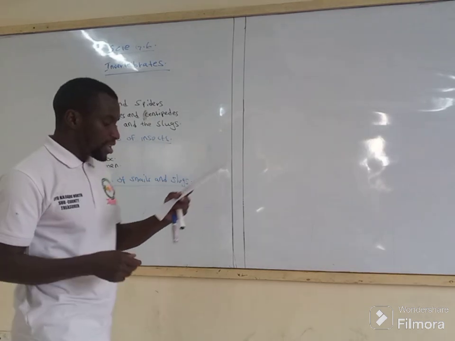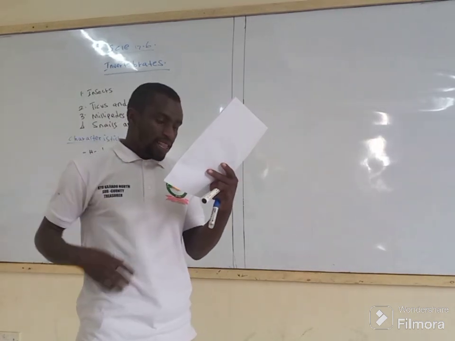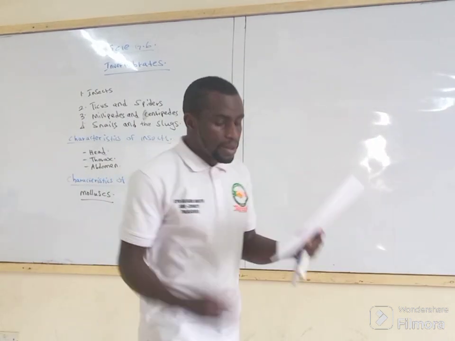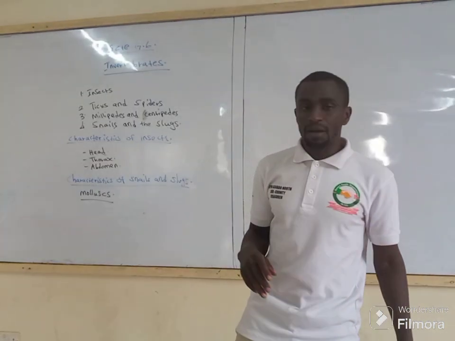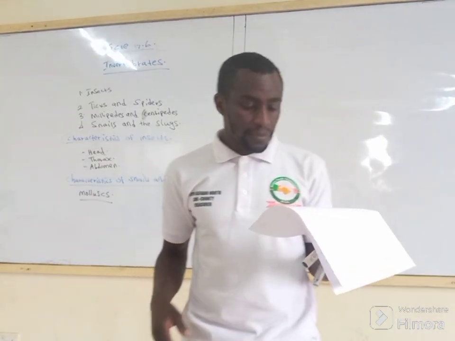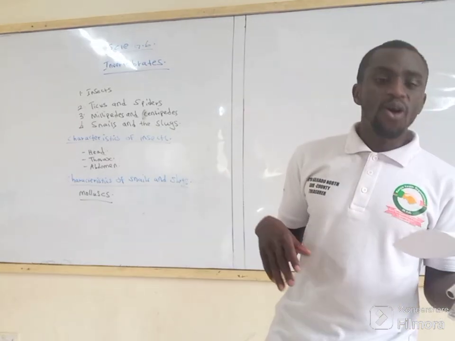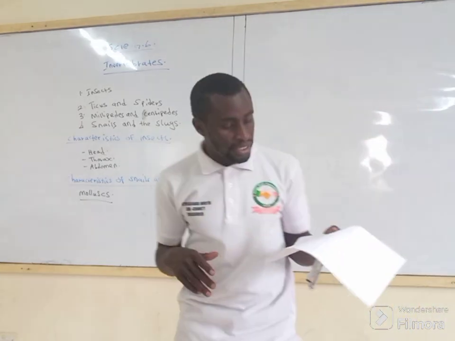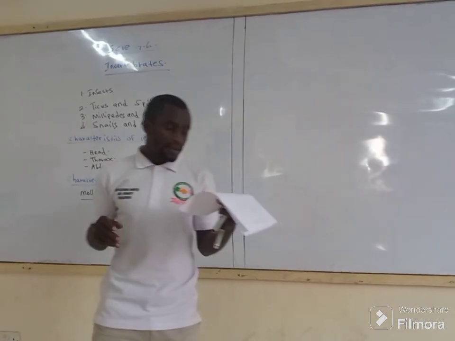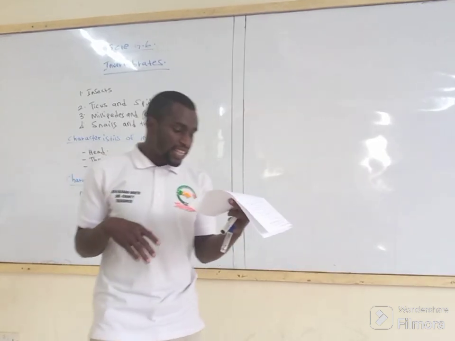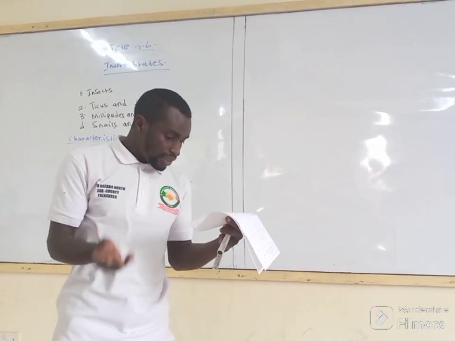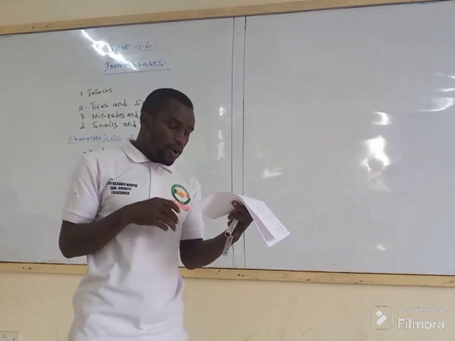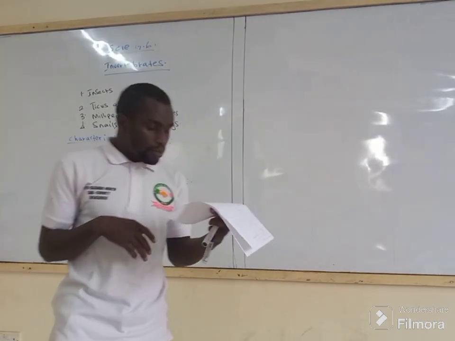Characteristics, the first one, they have a soft body that is not segmented. So their bodies are not segmented. The second one, they have a single foot. The third one, they are unsegmented. Next, they have a coiled shell for protection.